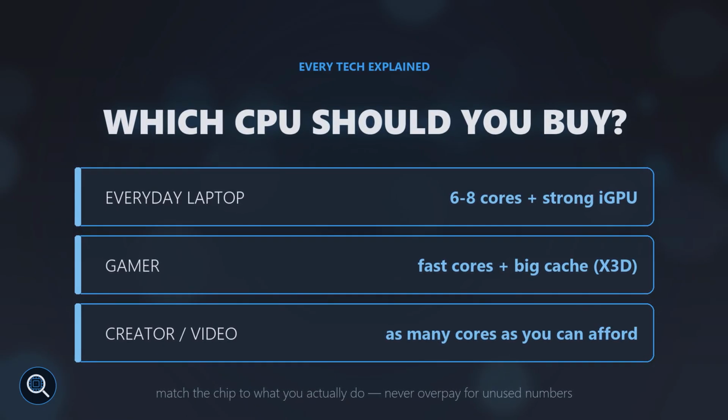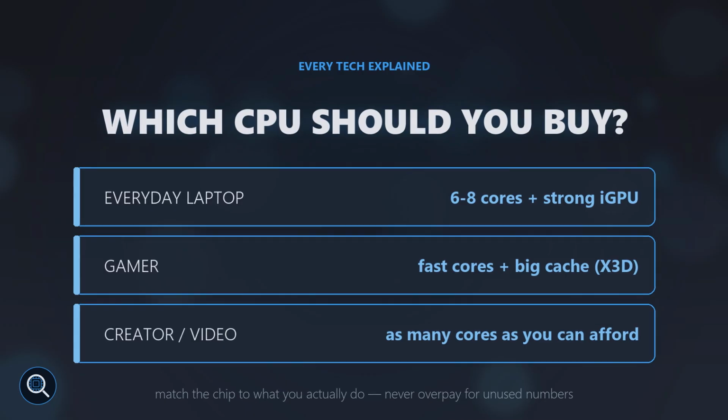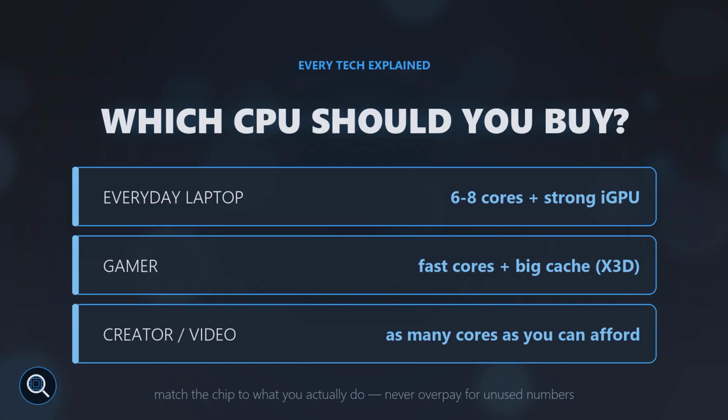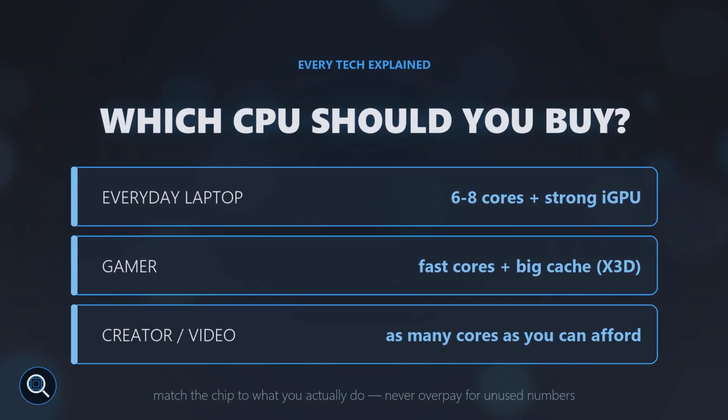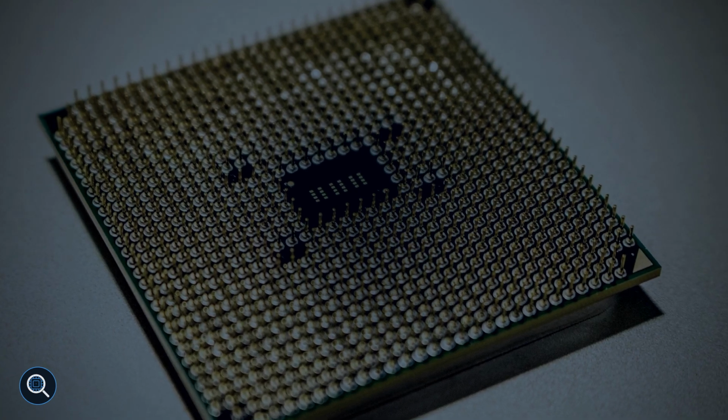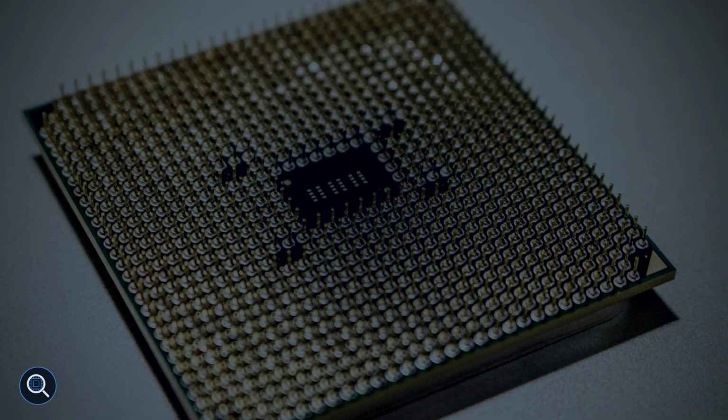And if you're a creator rendering video or 3D, cores and threads are king. Buy as many as your budget allows and pair them with a cooler that can handle the heat. Match the chip to what you actually do, and you'll never pay for numbers you'll never use. And that's every term on a CPU spec sheet, finally in plain English.